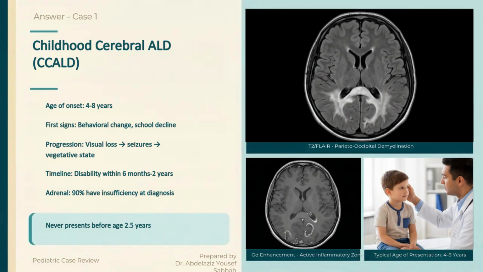The correct answer is option C, childhood cerebral adrenoleukodystrophy. This is the most severe and most common childhood phenotype of X-linked adrenoleukodystrophy. The age of onset is typically between 4 and 8 years. The first signs are usually behavioral change and a decline in school performance. The disease then progresses through visual loss and seizures toward a vegetative state, and significant disability develops within 6 months to 2 years. Importantly, around 90% of these children already have adrenal insufficiency at the time of diagnosis. One key teaching point: this cerebral form essentially never presents before the age of 2.5 years.